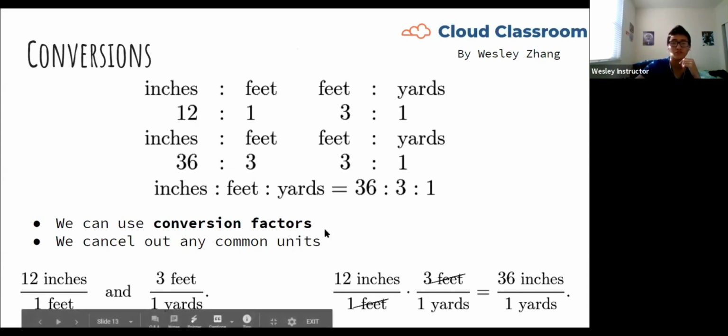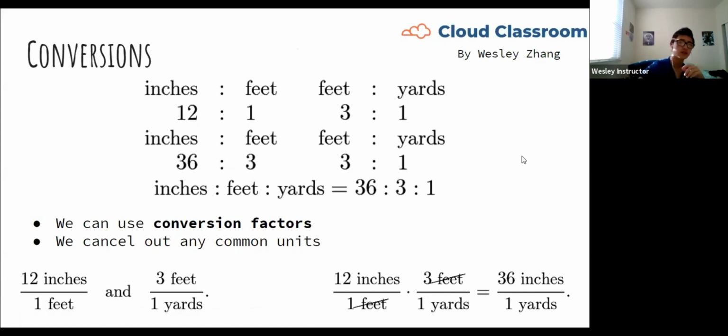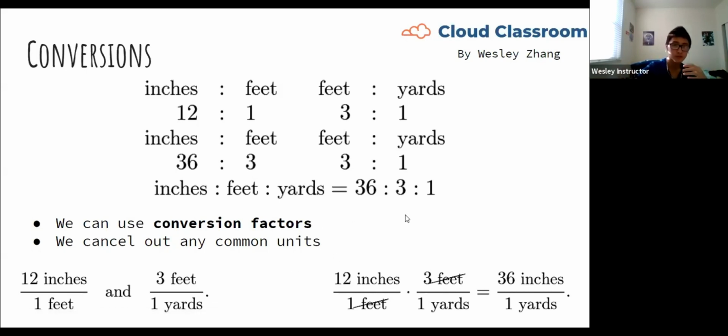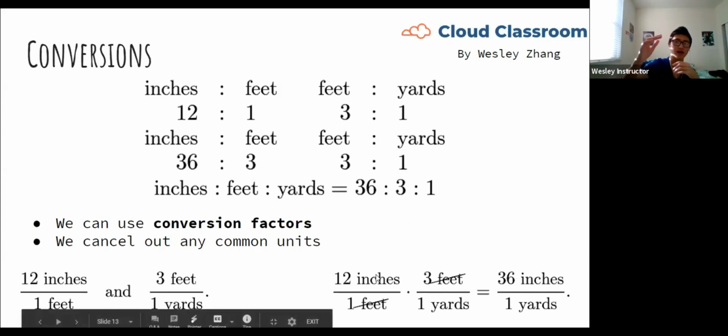And we can use conversion factors. So these are called conversion factors, like 12 inches and 1 foot, 3 feet and 1 yard, stuff like that. And we cancel out any common units. So we treat units kind of like numbers. When we simplify fractions and we see the denominator and the numerator both have a 3, for example, we can cancel them out. Same thing with units. If the top has feet and the bottom also has feet, we can cancel those out.